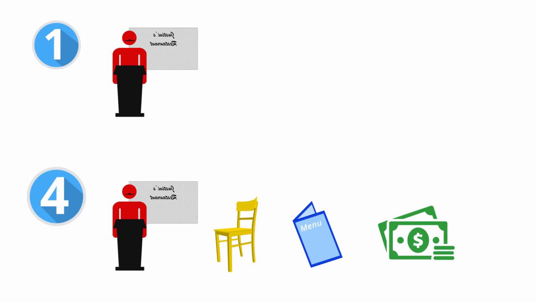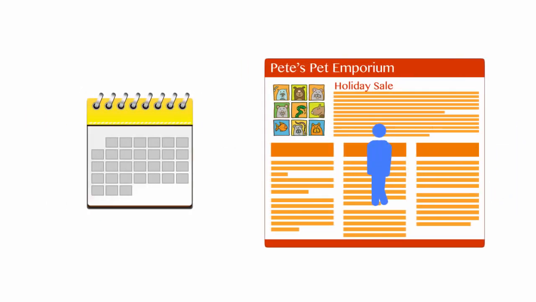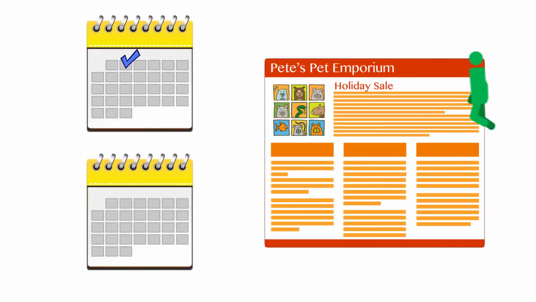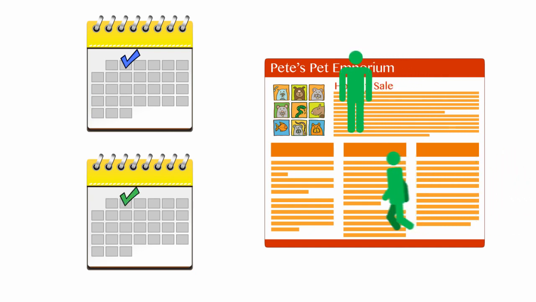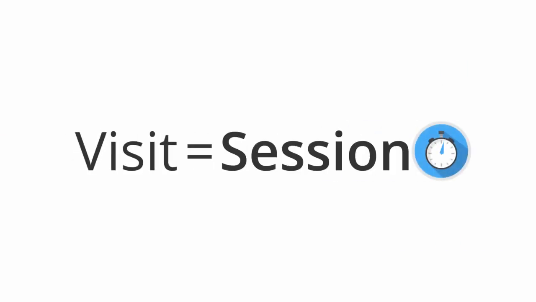Like a restaurant, your website or mobile app also has visitors, or users. Some users visit just one time, and some visit multiple times. In Google Analytics, we refer to each visit as a session. Later in this course, we'll talk in greater detail about how Google Analytics identifies the same user across multiple sessions.